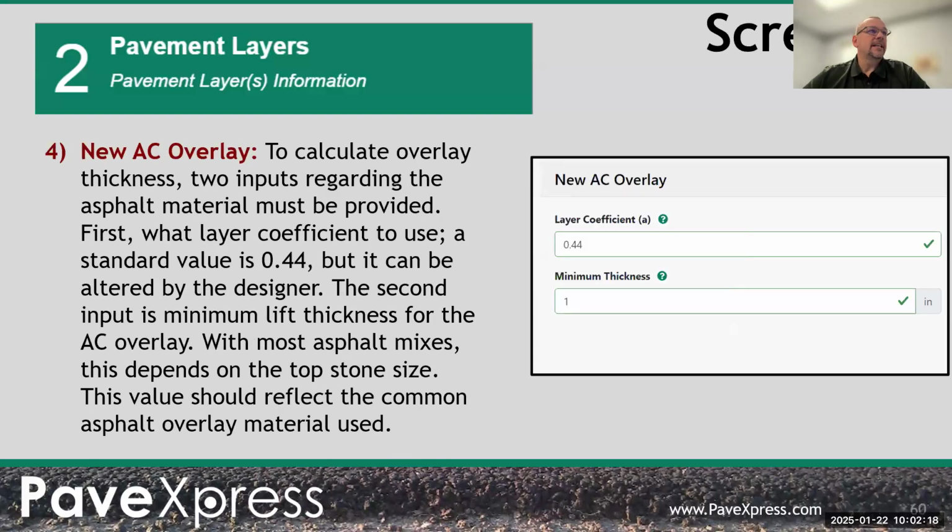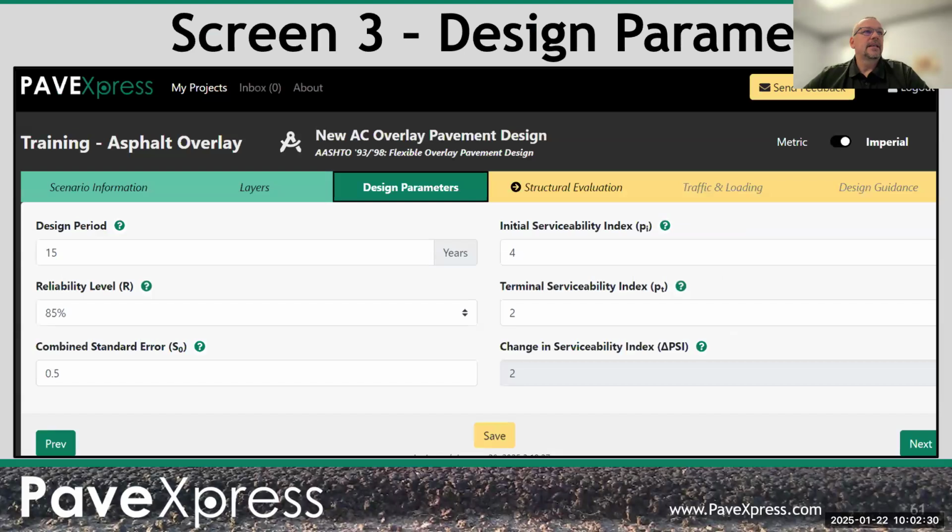For the new asphalt overlay, to calculate the overlay thickness, we just need to know what our layer coefficient for the new asphalt is and the minimum thickness, like I said. And then it'll calculate our overlay. Design parameters are the same thing as we did with our new design. Now, typically when we're doing an overlay design, the default design period is 15 years.